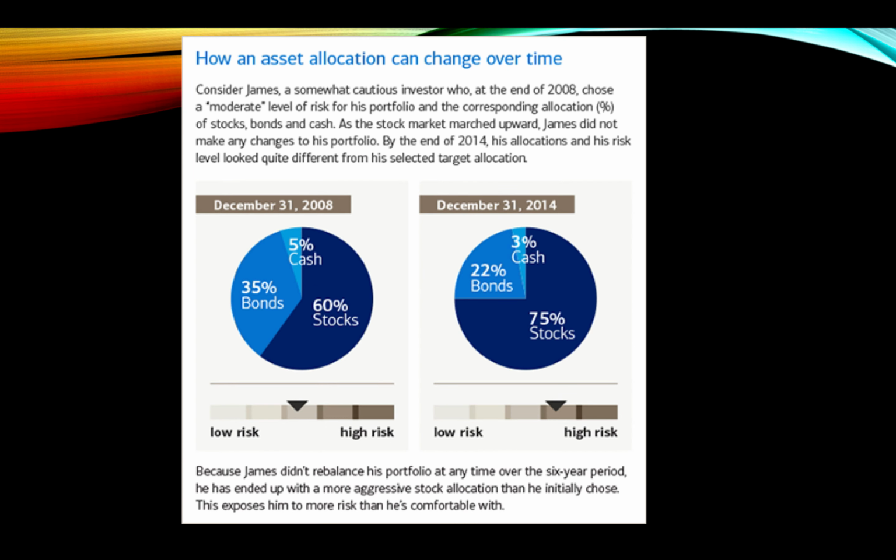If you don't change your portfolio, let's say you started on December 31st of 2008, and you were 60% stocks, 35% bonds, and 5% cash, and you never touched the portfolio, you never rebalanced it, what would happen just 6 years later? It turns out you're at 75% stocks because stocks went up over this time period, even though the beginning of 2009 was a downturn. And basically your portfolio, if you look at the bottom of this little graphic, goes from moderate risk to a higher risk. So really the main purpose of rebalancing is to keep your risk level the same.